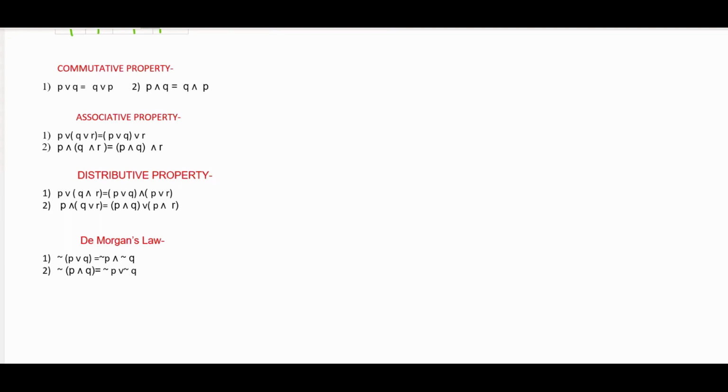But this property is very important, that is distributive property. And as you all know, just open the bracket. What we can see here, we are using two symbols. One is union, another is intersection. Now you have to open. This means P union Q intersection P union R. And this is called distributive.